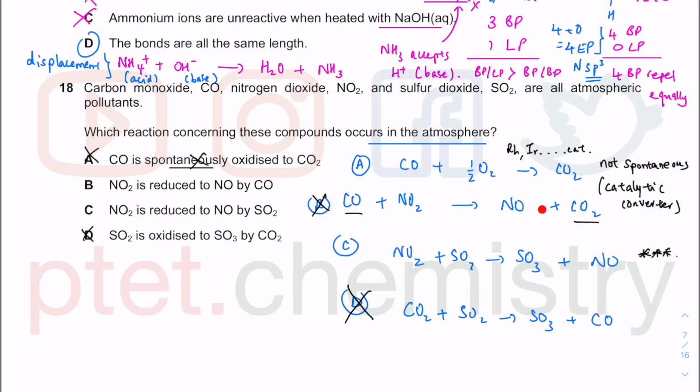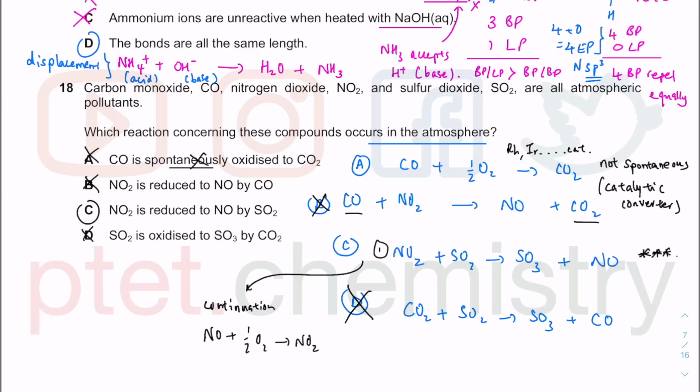Now between B and C, we know that it's not the CO2 that is our reducing agent. It's not this reaction that happened. It is definitely option C, which is to do with the environmental chemistry. We also know, continuing on from this, that the NO2 is acting as a catalyst because the NO can react further with the oxygen to give you NO2.